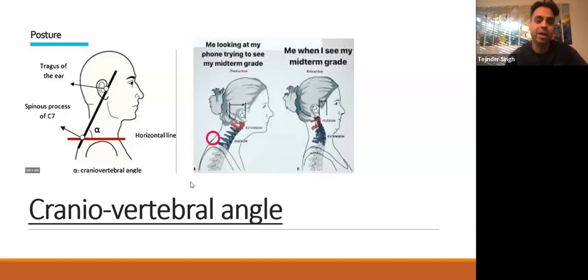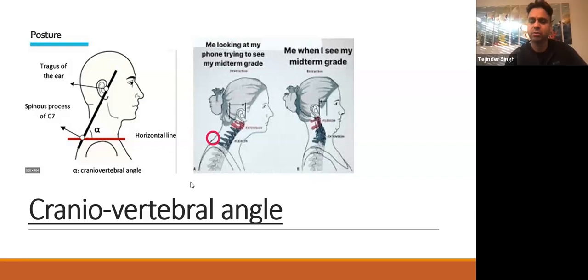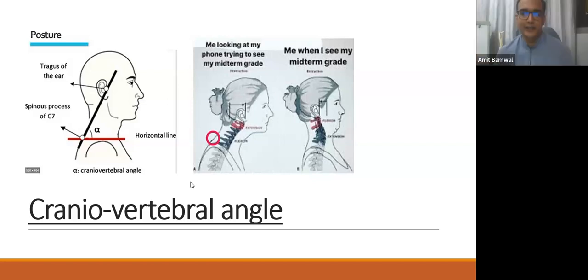What is the normal craniovertebral angle, Dr. Amit? Around about 50 degrees. 49.9 is being quoted, but about 50 degrees.